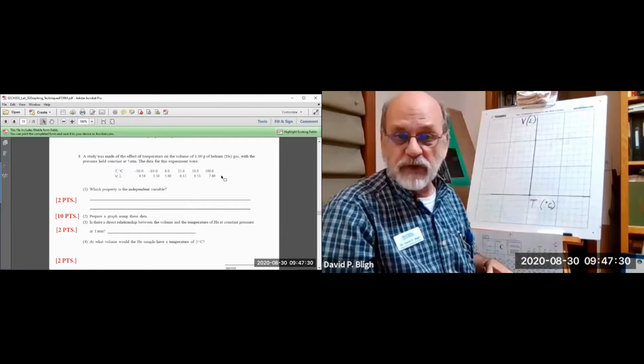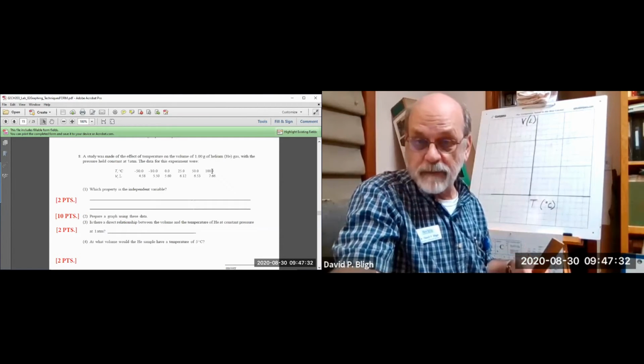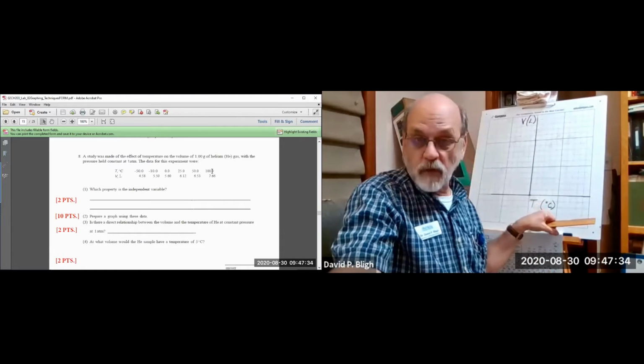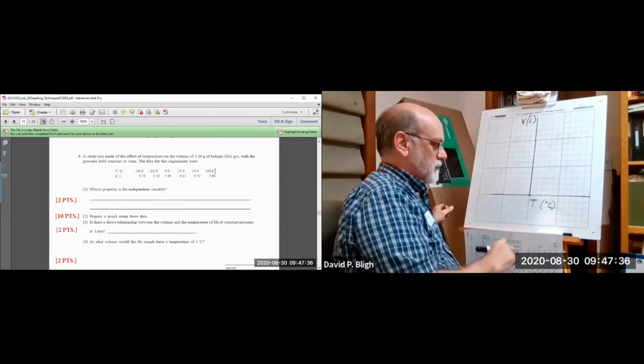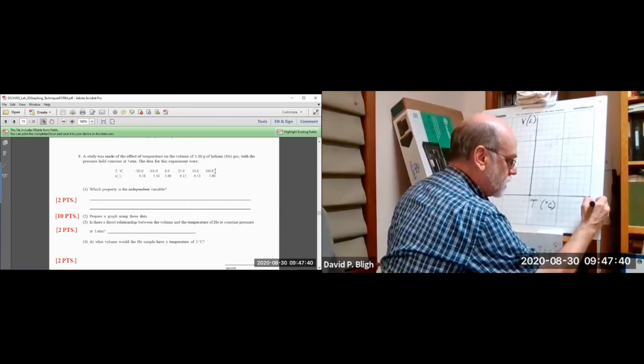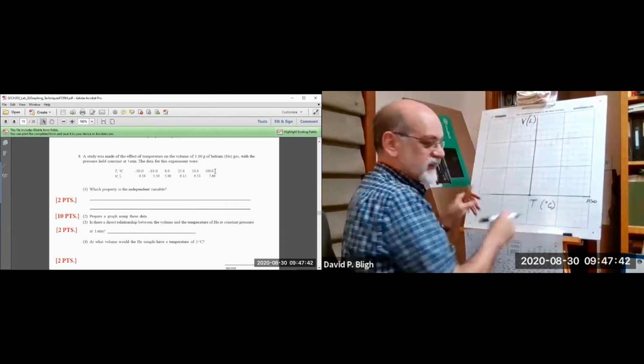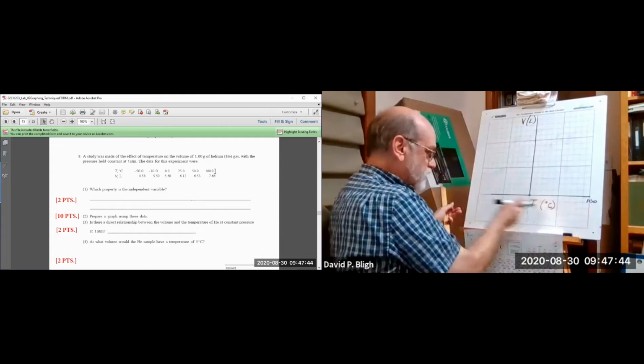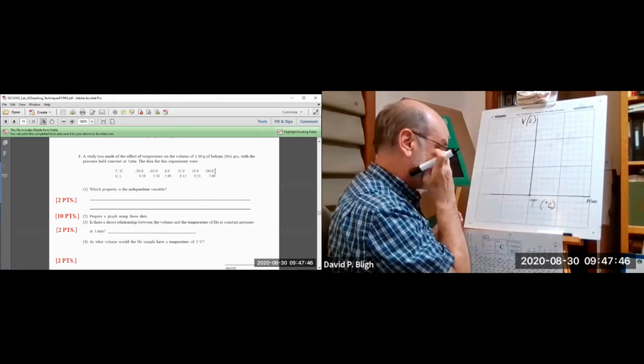It needs to go up to what? The maximum temperature is 100 degrees. So let's see if 100 degrees will fit on that scale and still give us 50 degrees on this scale.